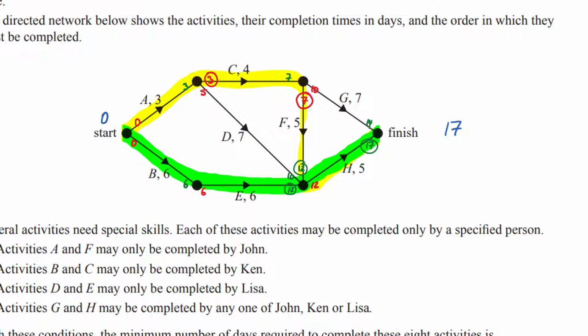So that means our critical paths here would be A, C, F, and H. And the other critical path could have been B, E, H. So what we have done here is we have identified the critical paths without considering the conditions that are applied. So this is going to be our first step here. All right, let's now move on to the next step, which is considering the conditions applied.